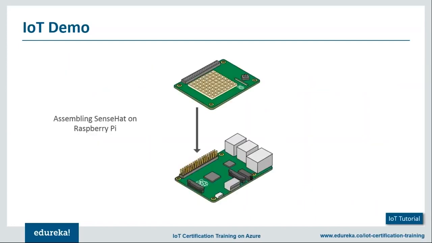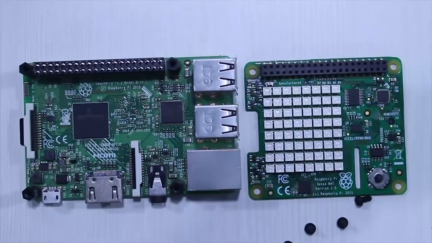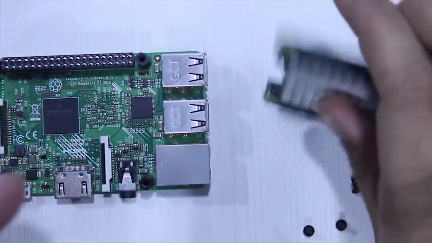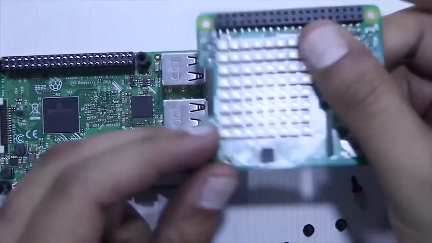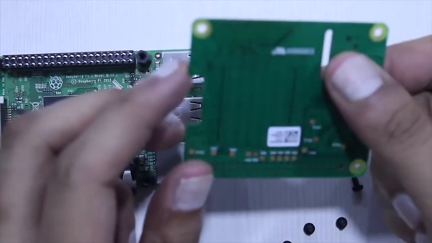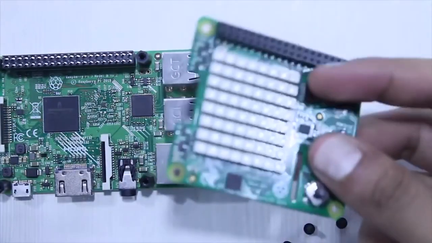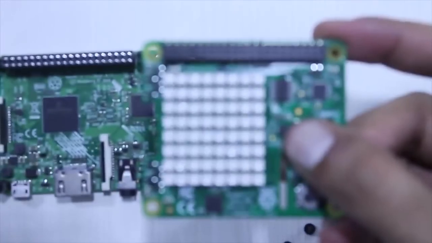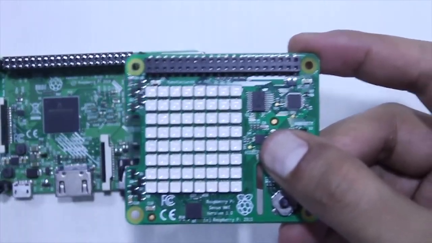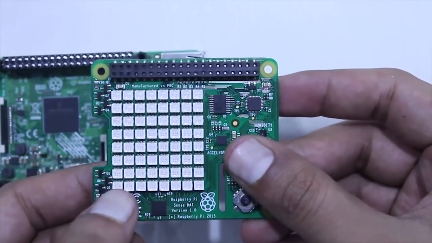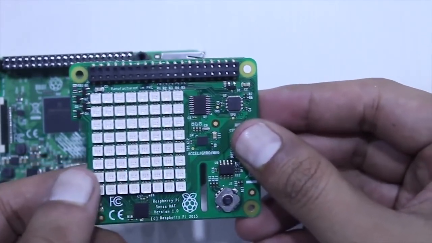First, let me show you what SenSat is and how you can assemble SenSat on Raspberry Pi. This is my Raspberry Pi unit, and this is the SenSat board I was referring to. This is a simple additional board that you can add on top of your Raspberry Pi. How it's different from the Raspberry Pi is that there is an 8x8 digital LED display present here. You can use this for various different purposes as per your requirement.